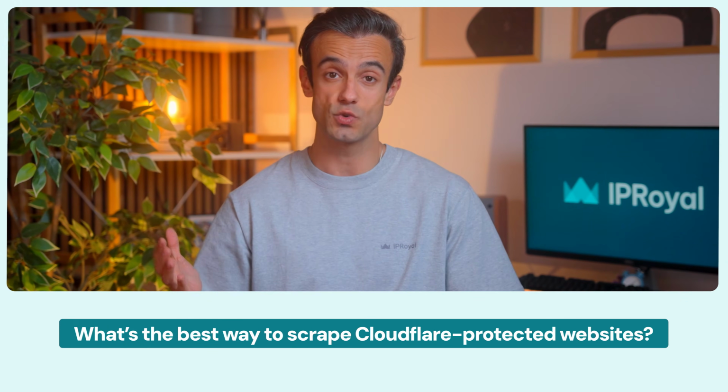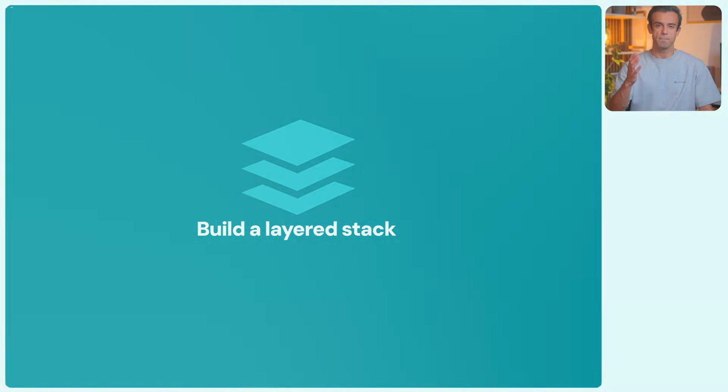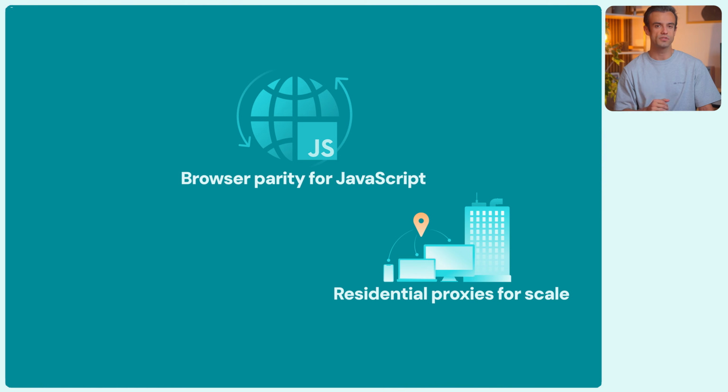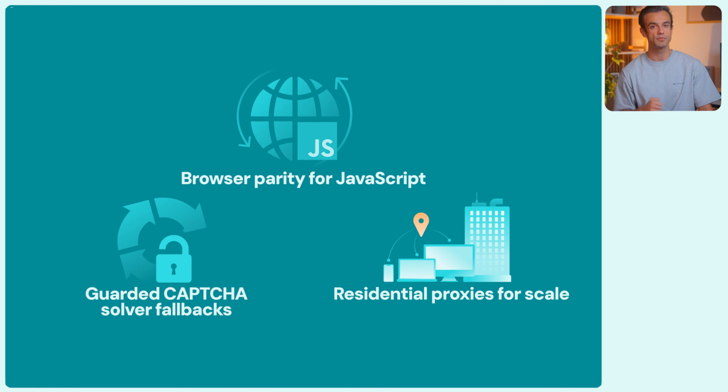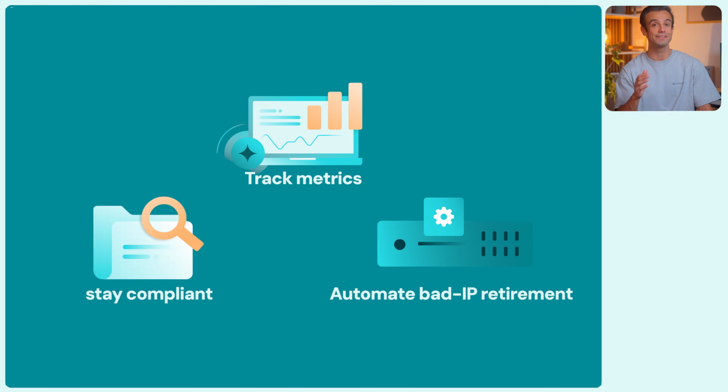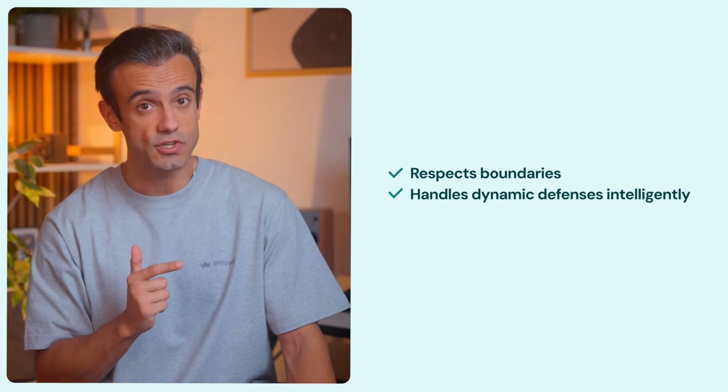So what's the best way to scrape Cloudflare-protected websites? Build a layered stack. Browser parity for JavaScript, residential proxies for scale, and guarded captcha solver fallbacks. Track metrics, automate bad IP retirement, and stay compliant. Remember, the goal isn't to defeat protection, it's to build infrastructure that respects boundaries, handles dynamic defenses intelligently, and keeps your operations running 24/7.